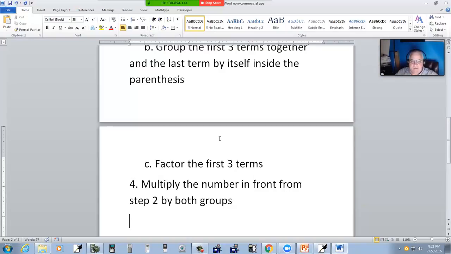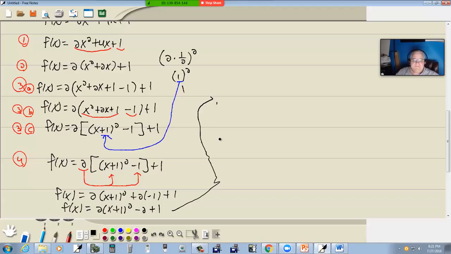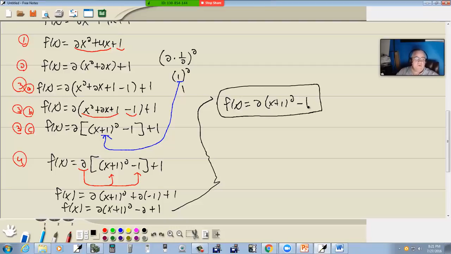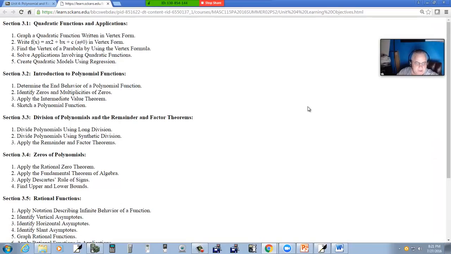And then step 5 is combine numbers. So we got f of x is equal to 2 times x plus 1 squared, and negative 2 plus 1 gives us negative 1. And that's our vertex form. So you can see it's not a real simple process to do that.